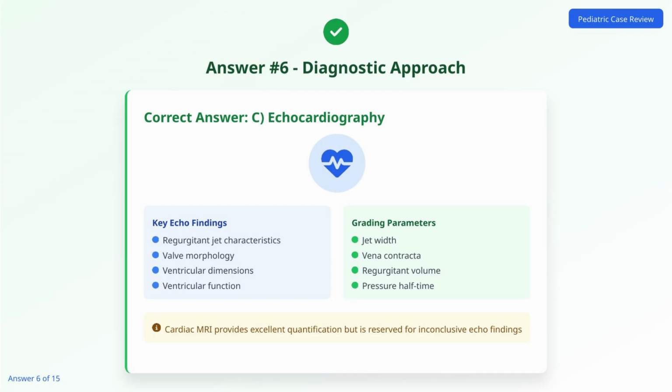Echocardiography is the gold standard for diagnosing and grading aortic regurgitation in pediatric patients. It allows visualization of valve morphology, measurement of regurgitant jet characteristics, and assessment of ventricular dimensions and function. While electrocardiogram may show left ventricular hypertrophy and chest X-ray might demonstrate cardiomegaly in advanced cases, these are nonspecific. Cardiac MRI provides excellent quantification but is generally reserved for cases where echocardiographic findings are inconclusive.